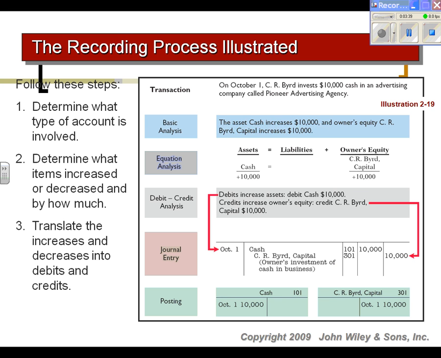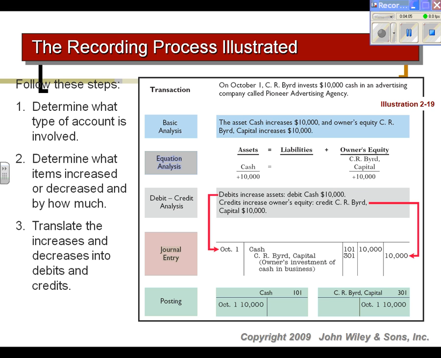And finally, after we analyze all that, we're going to create the journal entry. So here, it's on October 1st. We have to put the date. This transaction occurred on October 1st. We're going to debit cash. With every journal entry, you want to list your debits first. The account I'm going to affect is cash. I'm going to increase it, so I'll debit it by 10,000.